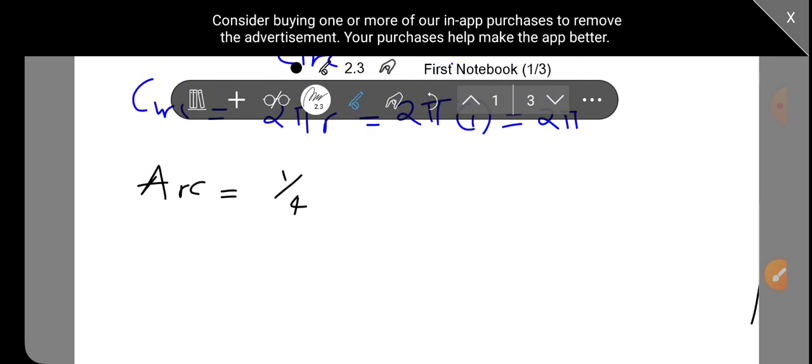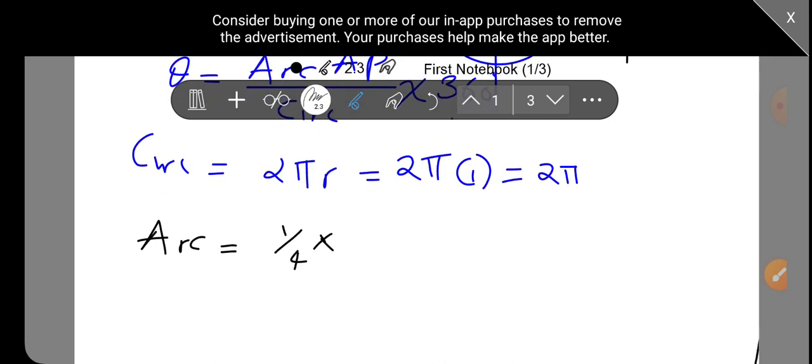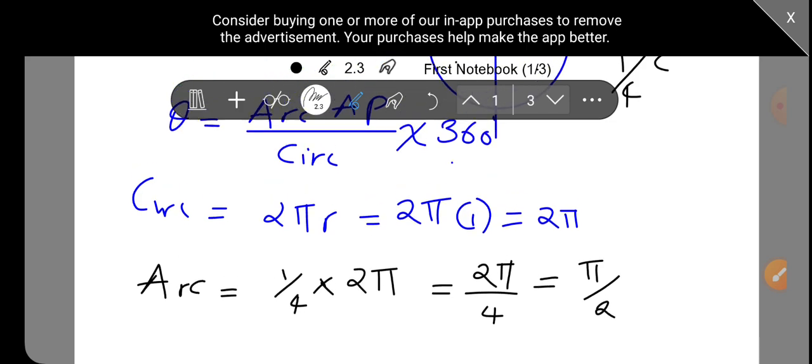So it will be now 1/4 times the circumference. Now that arc length, times the circumference. And this circumference, we already know it's 2 pi, right? Okay, so what does that give us? This is 2 pi over 4, which is equal to 2 there, 2 there, and there. So we have got pi over 2.